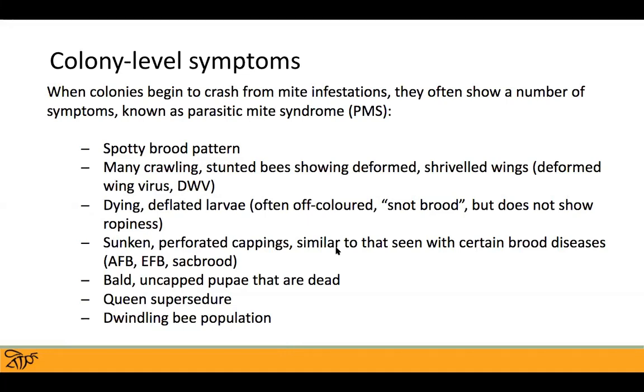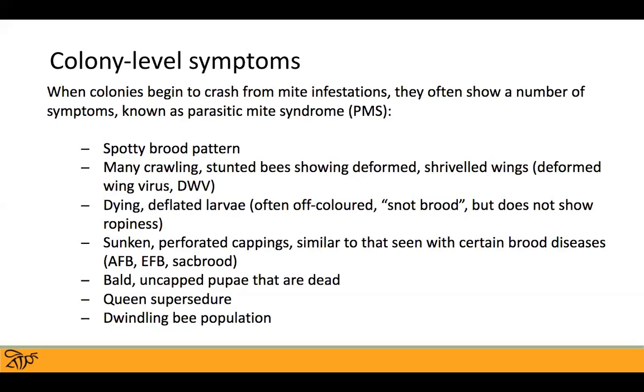So what does it actually look like when you have a severe Varroa mite infestation? When colonies are crashing from Varroa mites, they will show a bunch of symptoms which are collectively known as parasitic mite syndrome, or PMS. And it's important to realize that a lot of these symptoms on their own are usually indicative of a different problem. So for example, brood disease. It's when you're seeing a bunch of these symptoms all together that you're probably looking at PMS. So just important to be aware of the context.